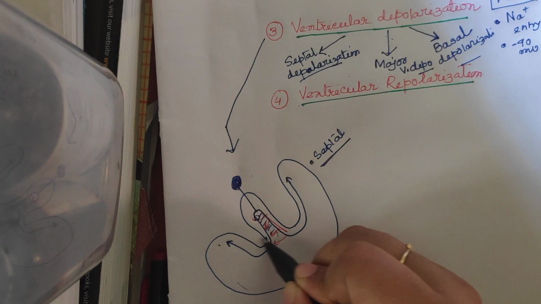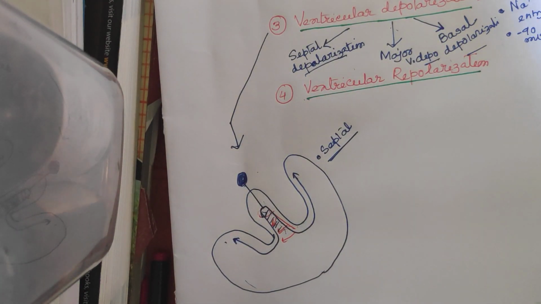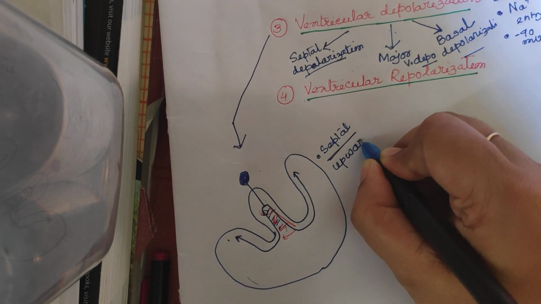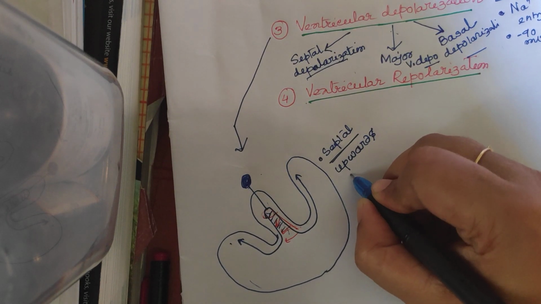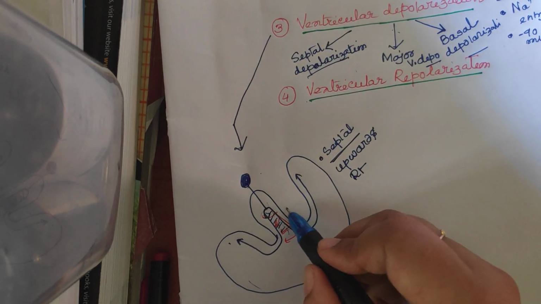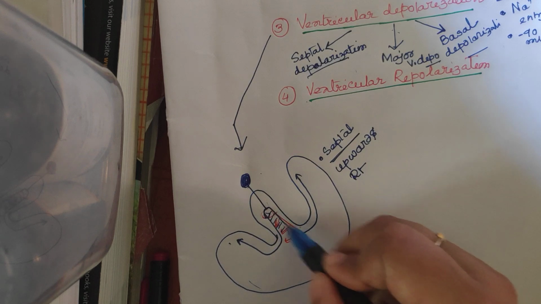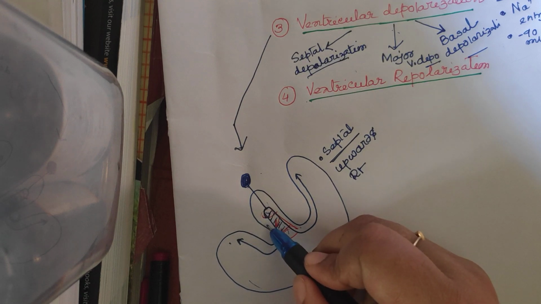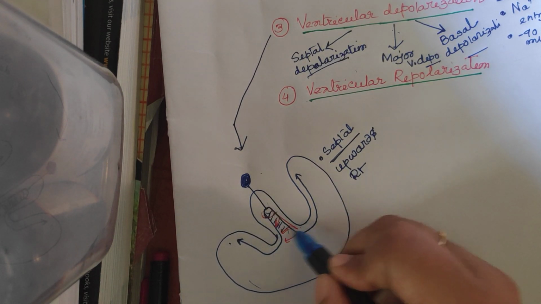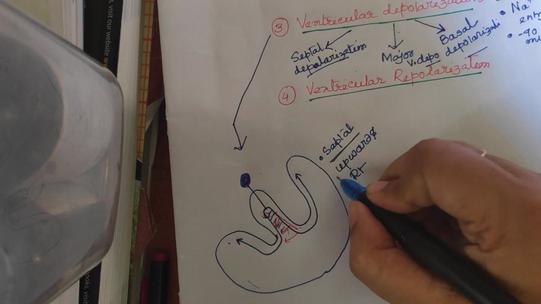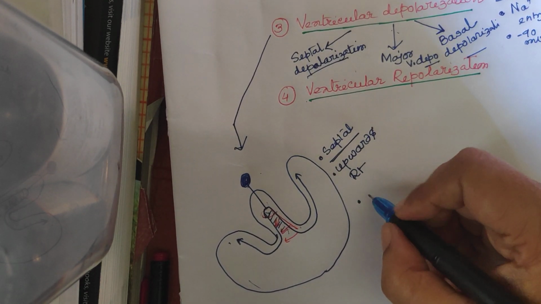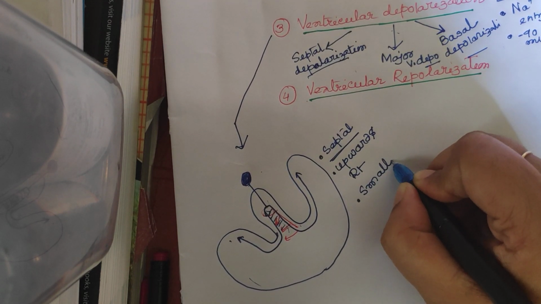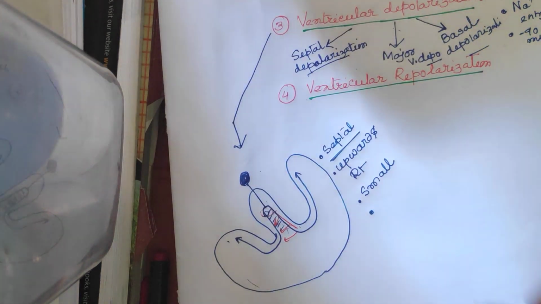So from the left to the right and upper part, the direction of the vector will be upward and to the right, because from the left side first the electrical signal will go, then it will depolarize the right side. So the direction is upward and to the right, and it is a thin part of myocardium, so the volume will be small.